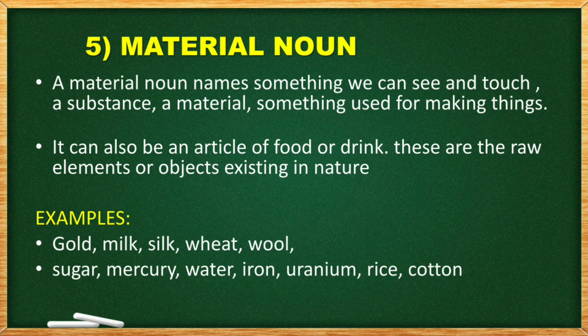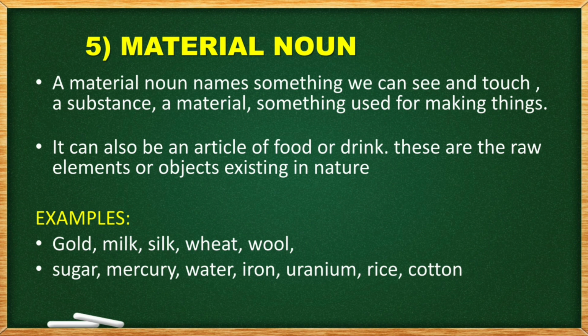Now we learn next type of noun, material noun. A material noun names something we can see and touch. A substance, a material, something used for making things. It can also be an article of food or drink. These are the raw elements or objects existing in nature.